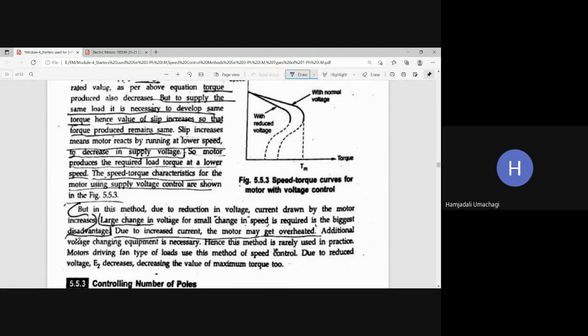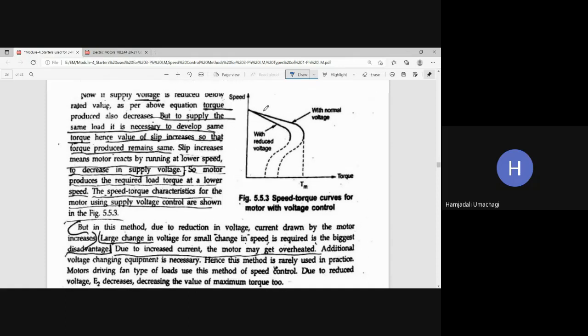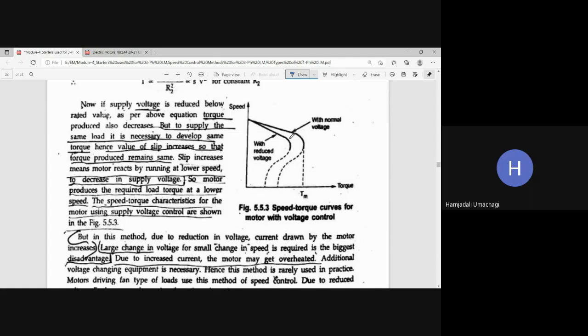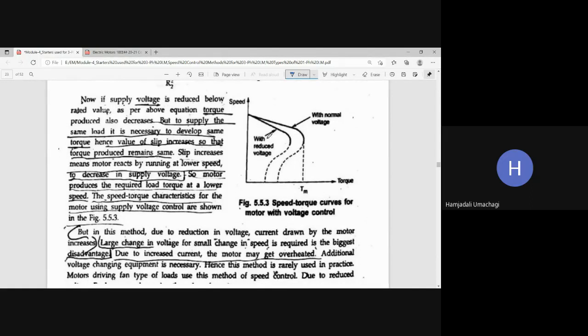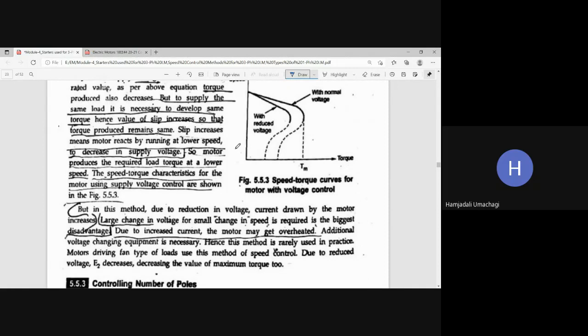Okay, additional voltage changing equipment is necessary. So here, in order to change the voltage, we want extra additional voltage changing equipment. Hence this method is rarely used in practice. Because of all these disadvantages, reduced voltage makes it draw extra current, because of that heating is going to take place, and to change the voltage we want extra voltage changing equipment, and also if I want to get a small change in the speed value, then a huge amount of voltage we have to change. So all these are the associated drawbacks of this method.